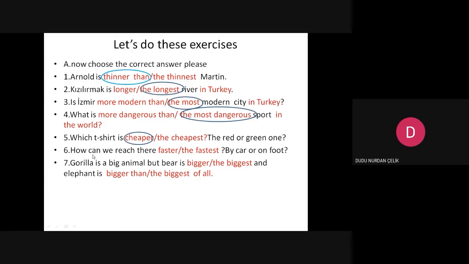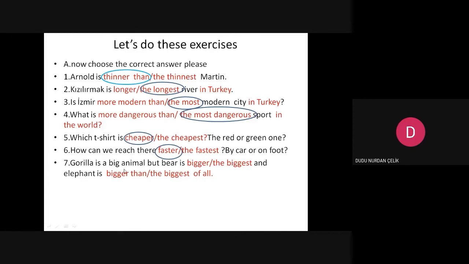Okay, how can we reach there? Another question. How can we reach there? And we have got a choice here. By car and foot. Two choices. Two. When we see two, we say it's comparative. So we choose faster. How can we reach there faster? By car or on foot? The last one.